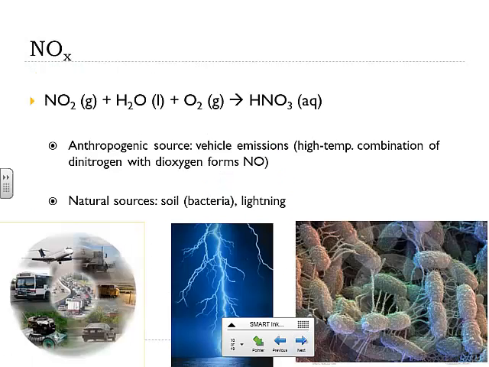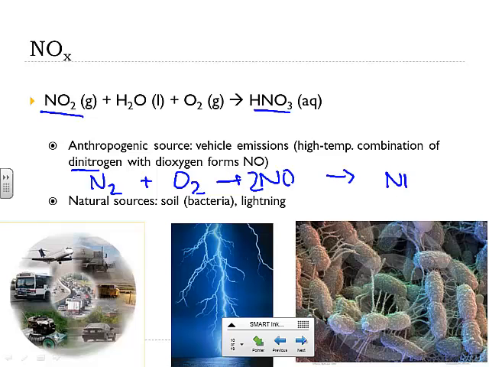If we looked at the NOXs, right, the big NOx that we're interested in is NO2 because it makes HNO3. Right, this is a vehicle emissions source of pollution anthropogenically. If you combine dinitrogen, N2, with dioxygen, O2, you get NO, two of them, and that eventually goes on to make NO2. And there's also natural sources of NO2. Soil, so bacteria in the soil will release NO2 as part of processing things. Lightning is also a source of NO2.